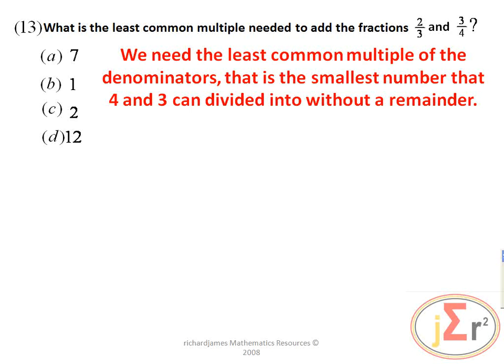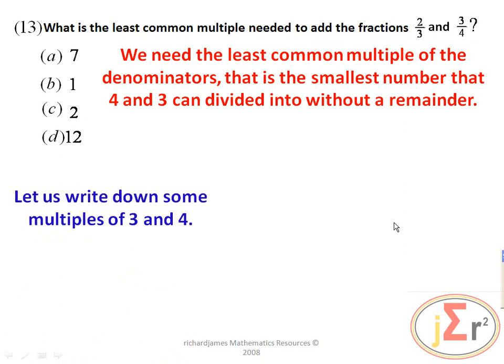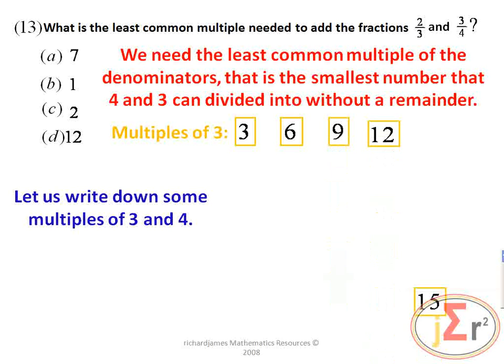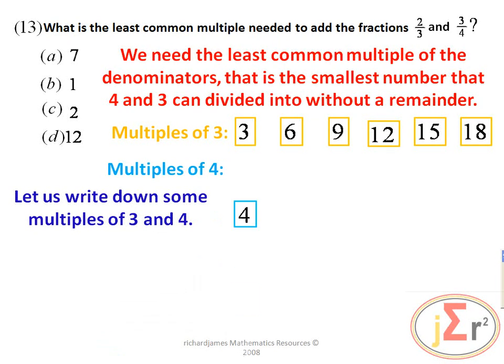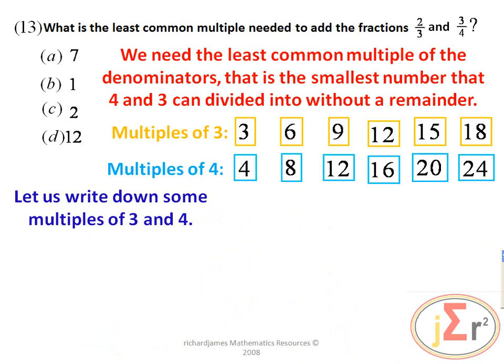Therefore, we need the least common multiple of 3 and 4. We may do that by taking a look at the multiples of 3 and the multiples of 4. Multiples of 3 are those numbers that 3 can divide into without leaving a remainder, or numbers formed by multiplying 3 by a counting number or a natural number. Jerry remembers that natural numbers are actually counting numbers. Multiples of 4: 4, 8, 12, 16, 20, 24.